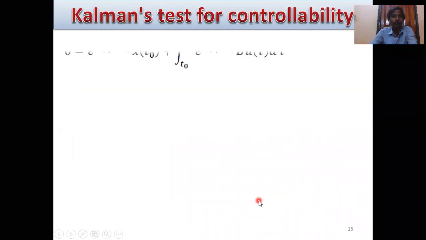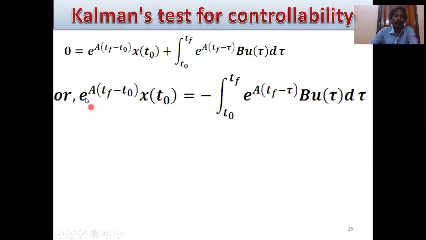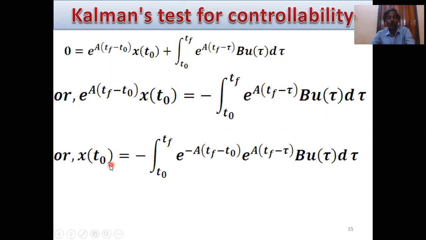So, moving this term to the other side, e^(A(Tf-T0)) x(T0) = minus the integral from T0 to Tf of e^(A(Tf-τ)) B u(τ) dτ. Then what is x(T0)? x(T0) equals the integral from T0 to Tf of minus e^(-A(Tf-T0)) e^(A(Tf-τ)) B u(τ) dτ.